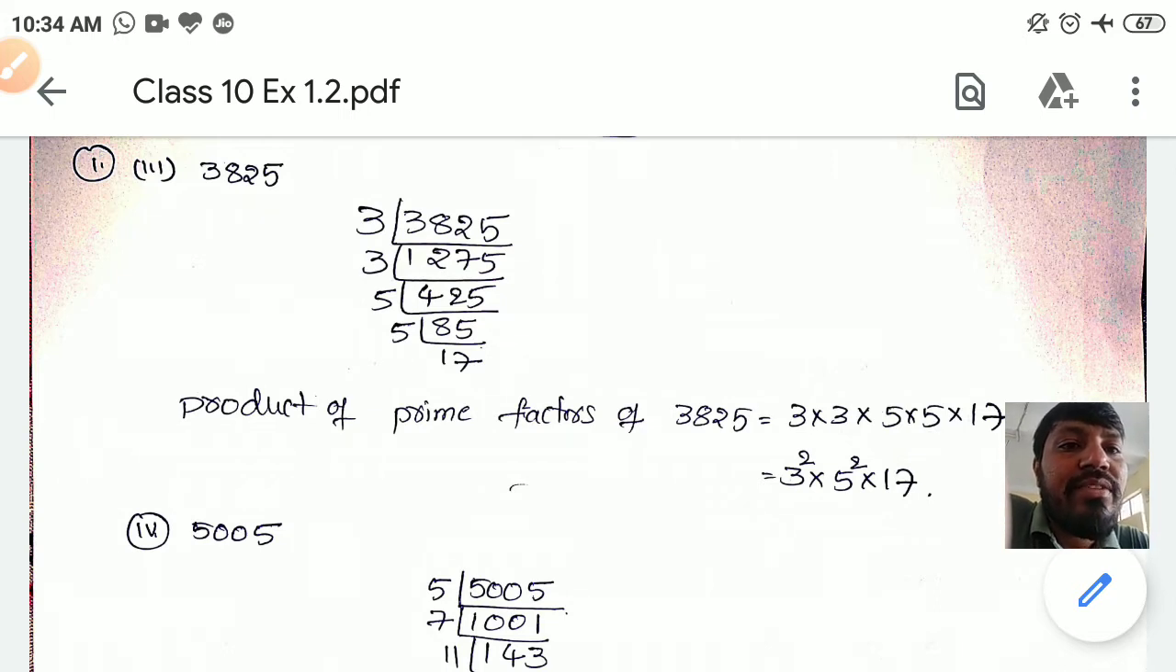Again it is divisible by 5. 5 times 17. So the product of prime factors of 3825 is 3 into 3 into 5 into 5 into 17, and that can be written as 3 square into 5 square into 17.